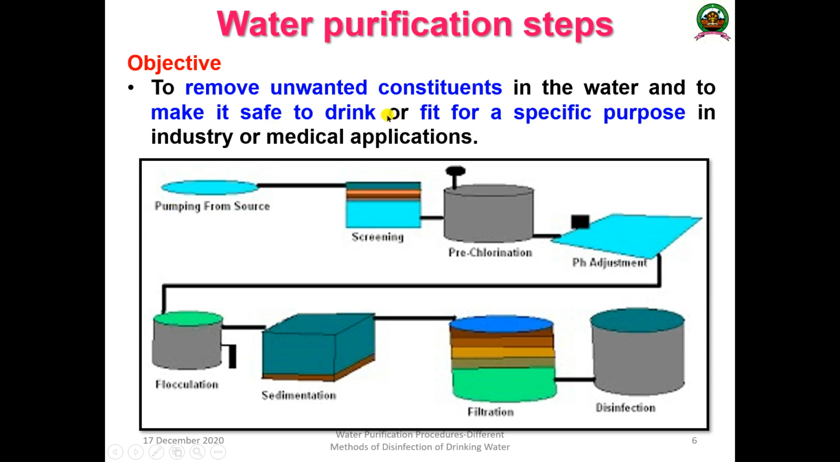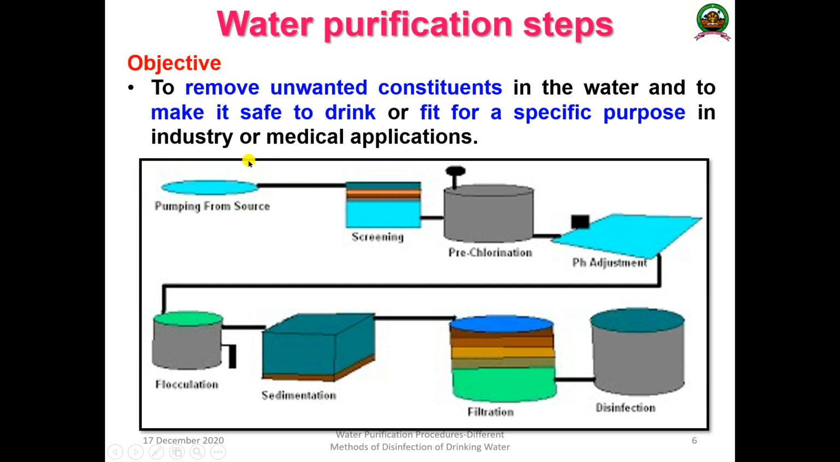The main objective of water purification steps is to remove the unwanted or undesired constituents present in the water and make the water safe to drink or fit for a specific purpose in industry or medical application. So here you can see the overview, the simplest flow diagram, which shows the purification of drinking water.